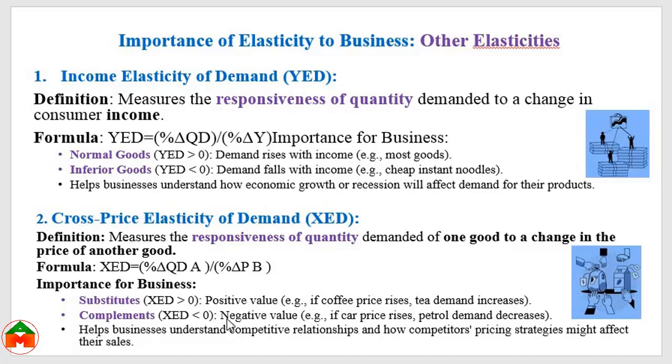On the other hand, there is a negative response in the case of a complementary product. For example, the car and the petrol are complementary products. If there is an increase in car price, there will be a decrease in the petrol demand. As a decision maker in business, you have to think about the price elasticity, income elasticity, as well as the cross price elasticity due to the substitute product as well as complementary product.